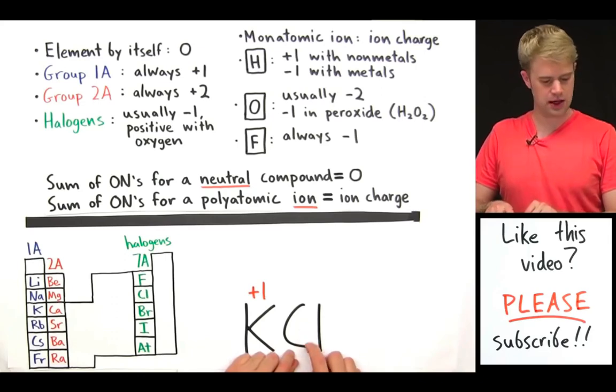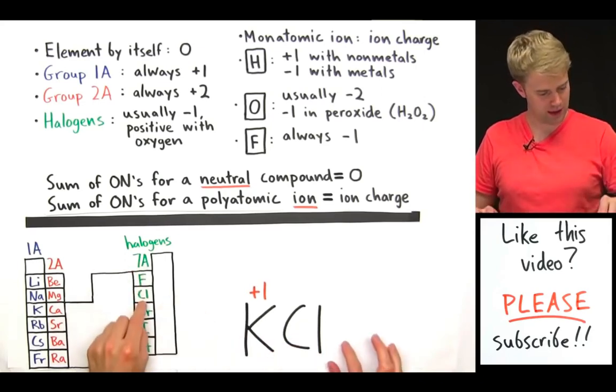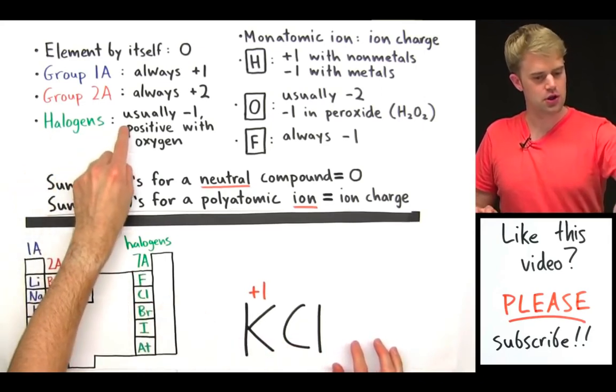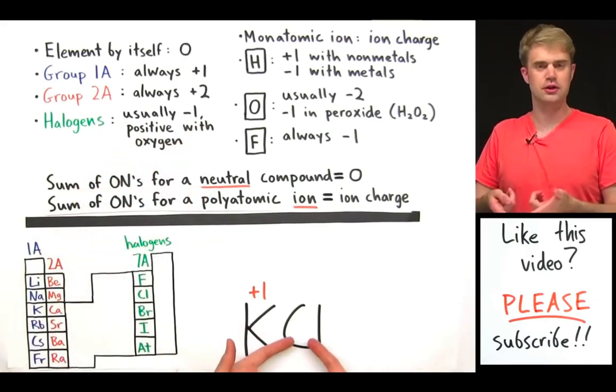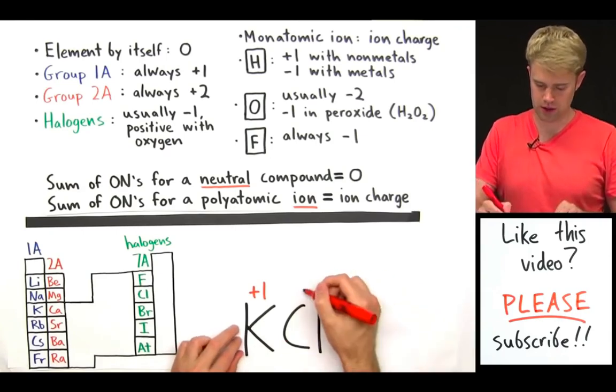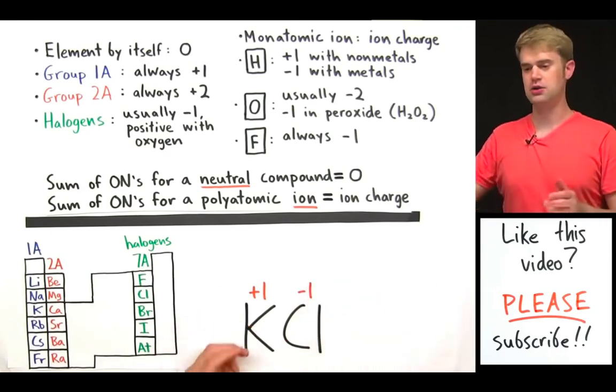Then we have Cl over here. That is one of the halogens. Halogens, usually -1, positive with oxygen. Well, Cl certainly isn't with oxygen here, so we'll give it a -1 oxidation number.